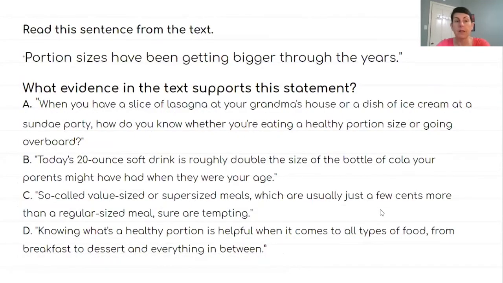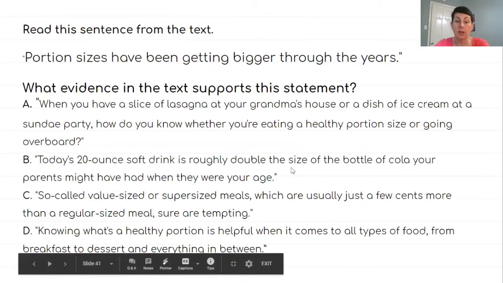Read this sentence. Portion sizes have been getting bigger through the years. What evidence in the text supports this statement? So when you have a slice of lasagna at your grandma's house or a dish of ice cream at a Sunday party, how do you know whether you're eating a healthy portion size or going overboard? Today's 20-ounce soft drink is roughly double the size of the bottle of cola your parents might have had when they were your age. That sounds like it could be the right answer.